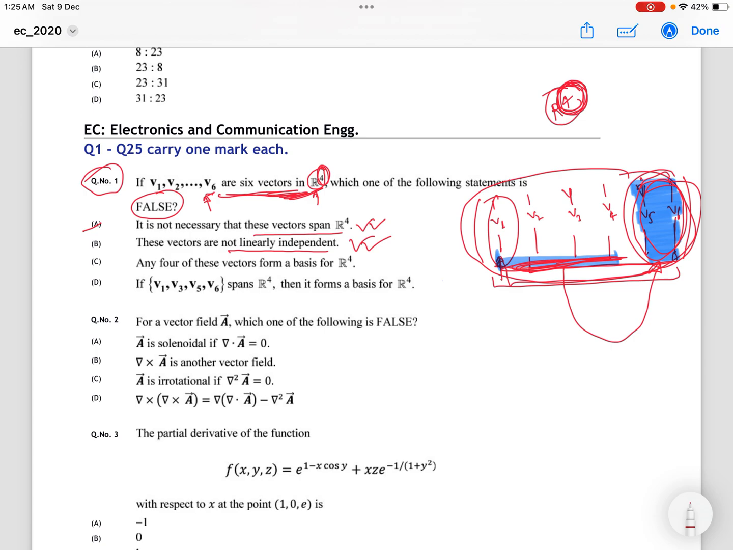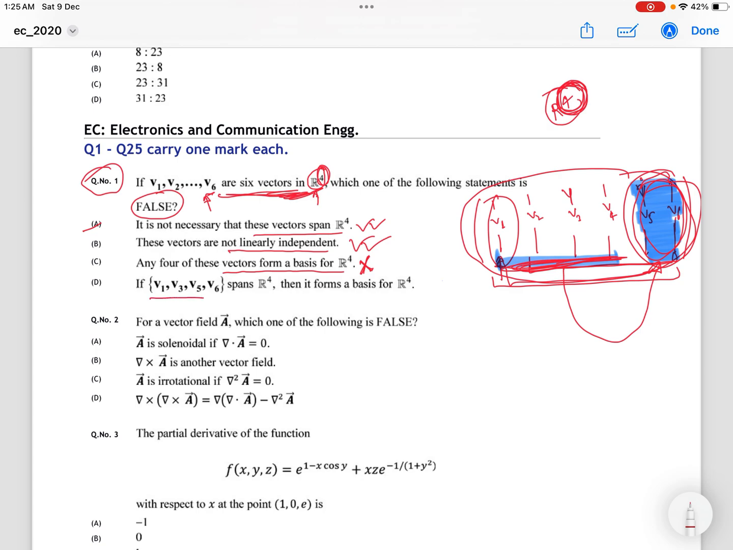And any four of these vectors form a basis in R4. So any four of those, how can we say randomly? We cannot say this randomly, right? So any four of these vectors form a basis, this is the incorrect statement.